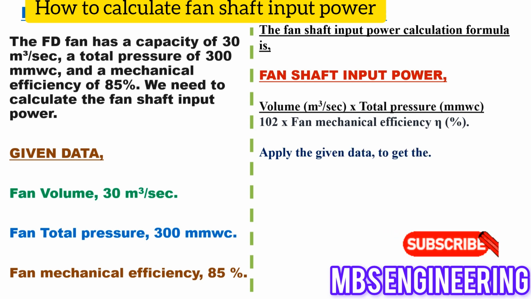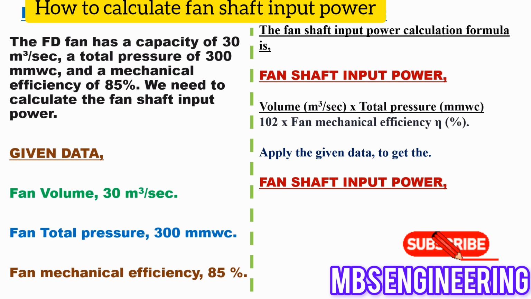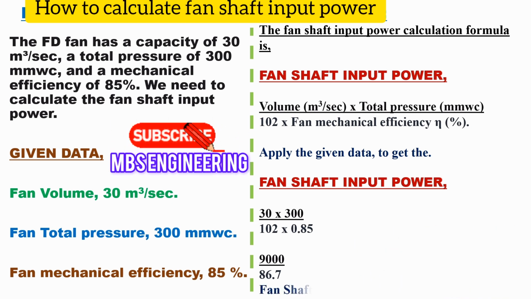Apply the given data to get the fan shaft input power: 30 multiplied by 300, and the obtained value is divided by 102 into 0.85. Next, 9000 is divided by 86.7. Therefore, the fan shaft input power is 103.806 kilowatts.